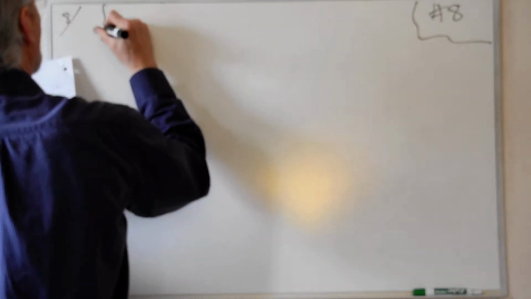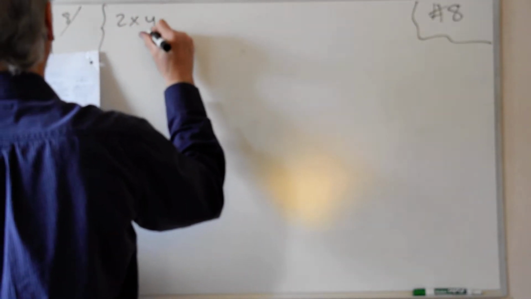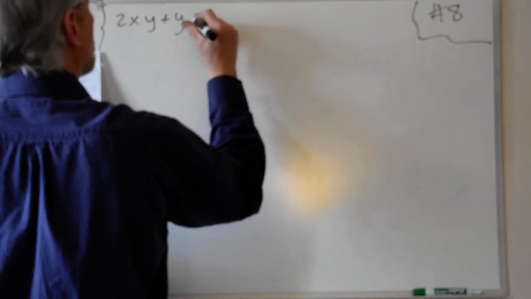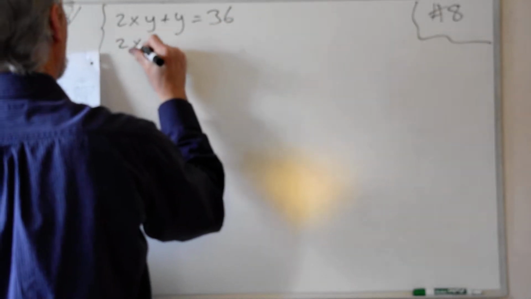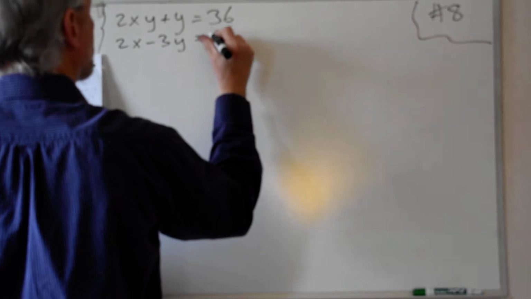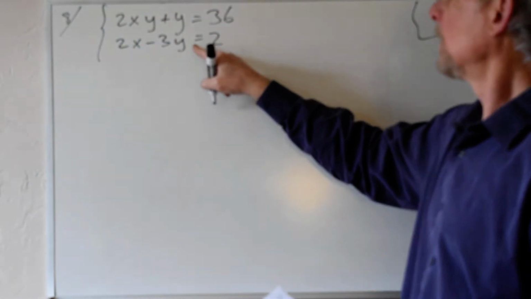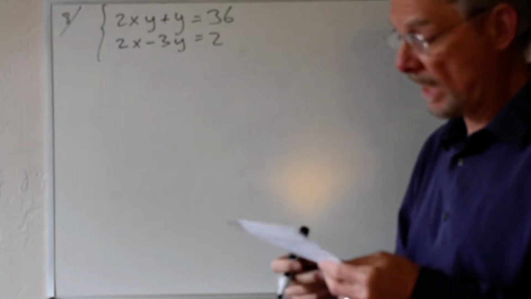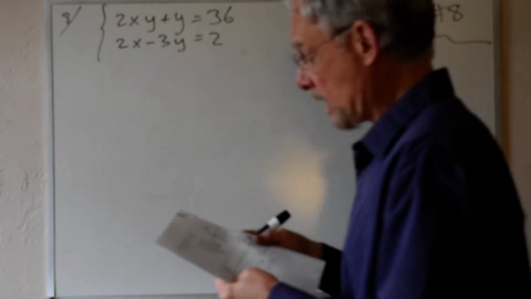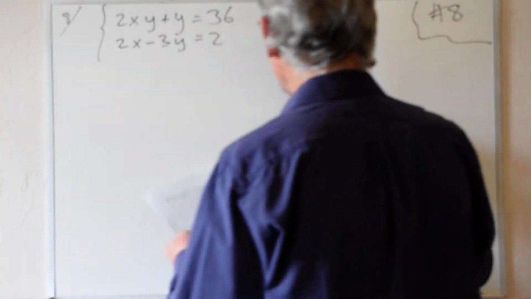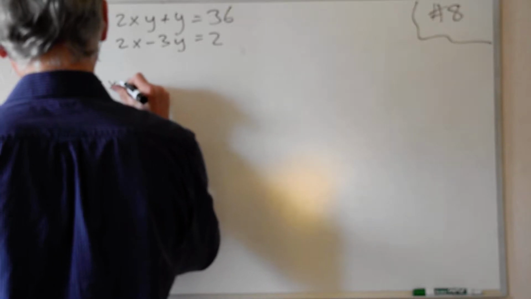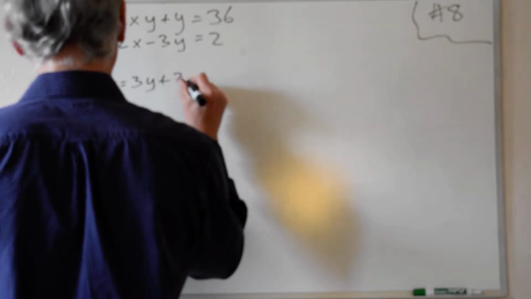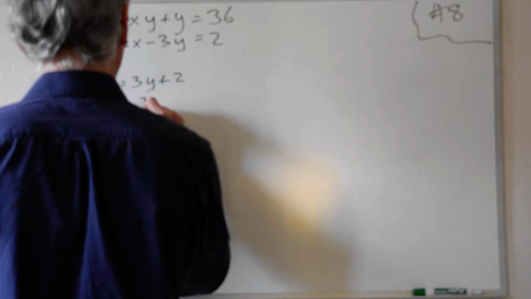Number 8. You have a system of 2 equations and 2 variables. One of them is nonlinear. Well, the bottom one's linear, but the top one, the x multiplying the y, that is nonlinear. So, what I'm going to do is take the lower equation and solve for x.